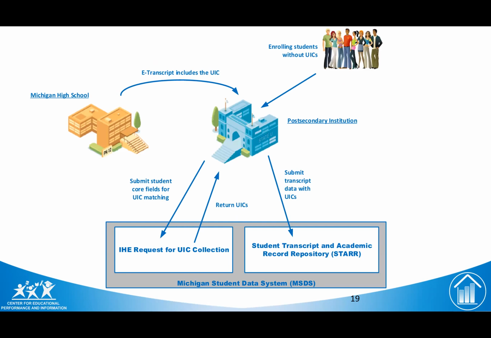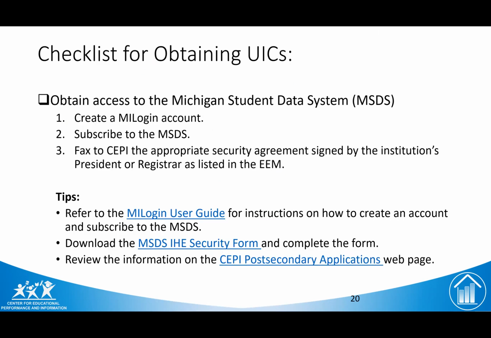So the UICs are what we carry over from the K-12 system, either through e-transcript or just from your K-12 collection. So it's important that the colleges assign their UICs correctly so that we can keep that data picture accurate from K-12 up on through their college experience. And so in order to obtain the UICs, we have what's called the IHE Request for UIC Collection.